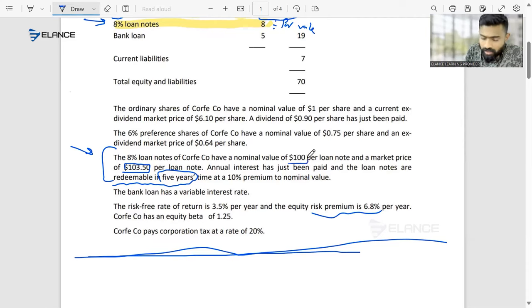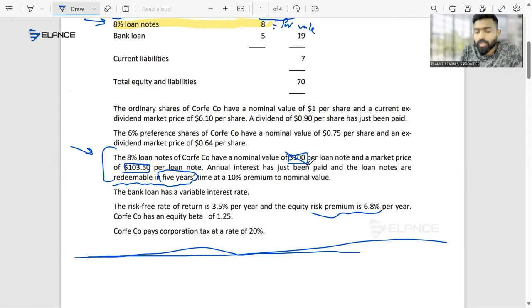Par value of bond is 100. If this is not mentioned, then also we have to assume, for loan note, not bank loan, for loan note, bond, debenture, that means tradable debt. For tradable debt, the par value is always 100. Not for shares, not for preference share, or equity shares. For tradable debt like bond, debenture and all, if the question doesn't give you any specific par value, it is assumed to be 100.